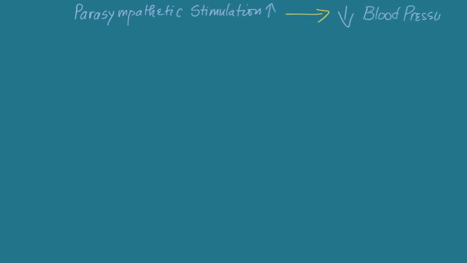The opposite happens with the parasympathetic stimulation. You may have experienced that your blood pressure goes down when you are in meditation or when you're sleeping or doing breathing exercises. So let's see how that happens. When the parasympathetic stimulation increases, it affects both the arterioles and the heart.